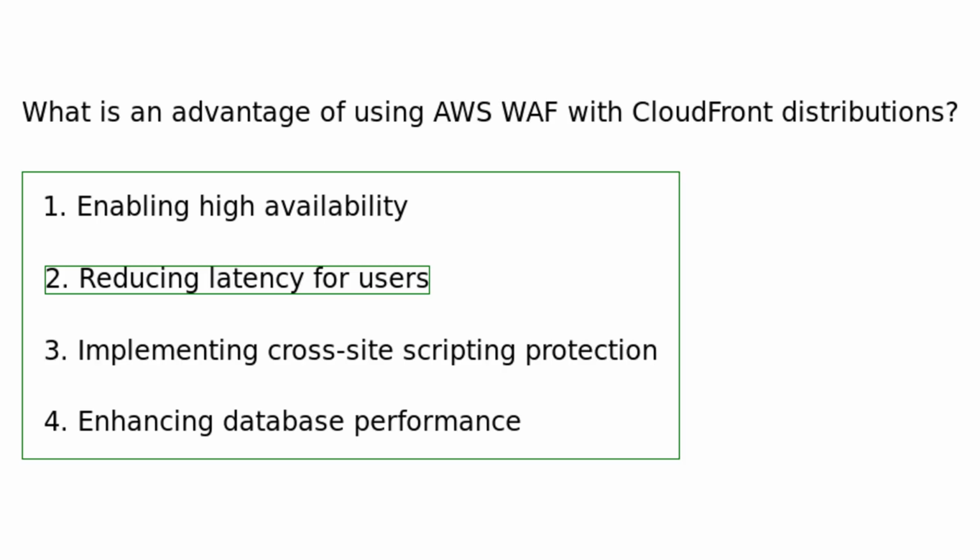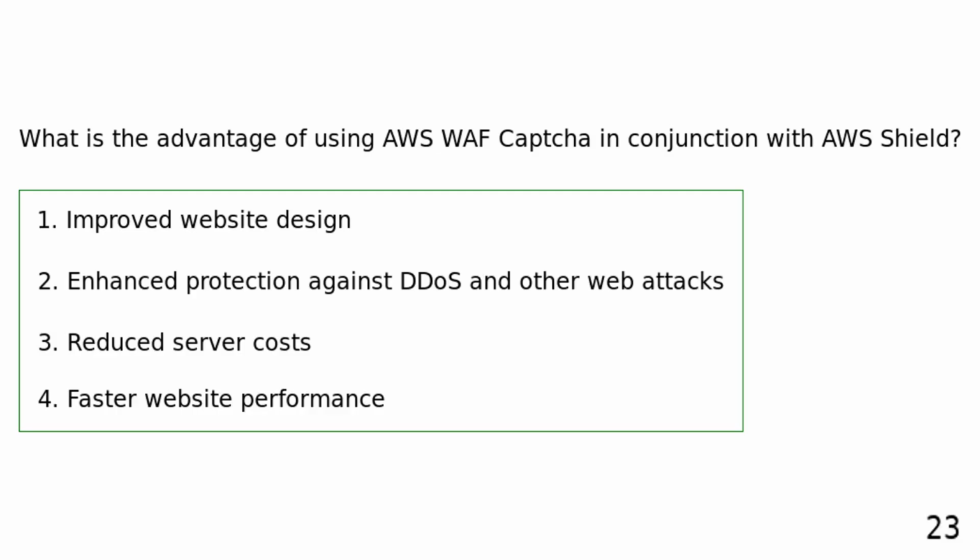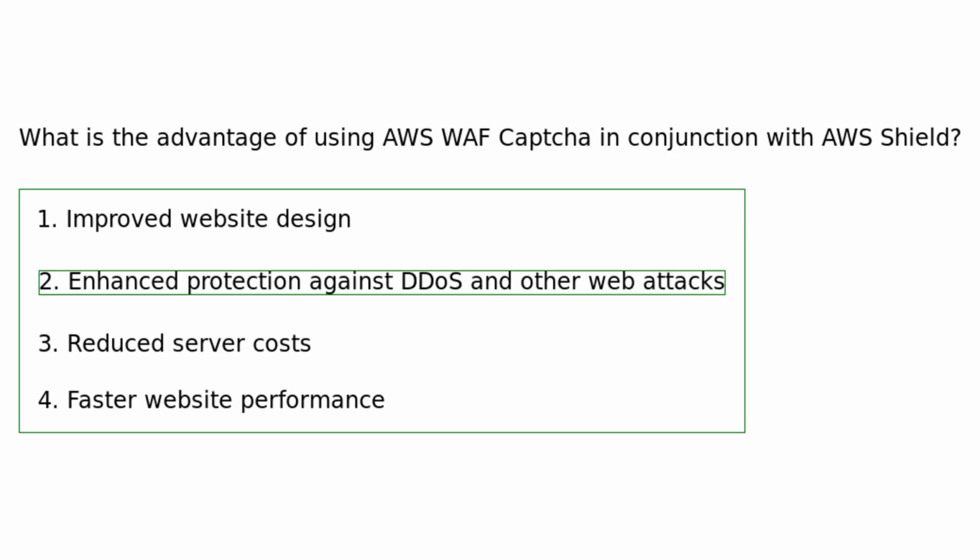What is the advantage of using AWS WAF Captcha in conjunction with AWS Shield? Improved website design. Enhanced protection against DDoS and other web attacks. Reduced server costs. Faster website performance. Using AWS WAF Captcha in conjunction with AWS Shield provides enhanced protection against DDoS and other web attacks by combining bot mitigation with DDoS protection capabilities.